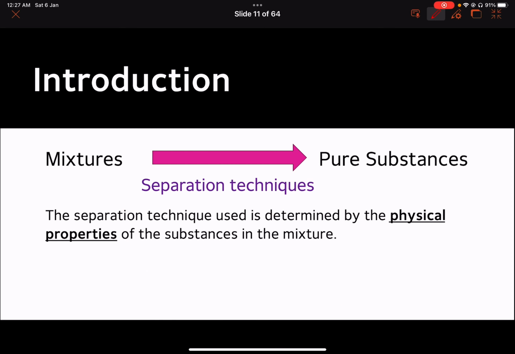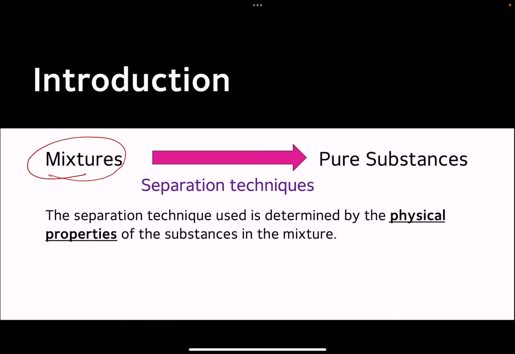All right, so this is a brief introduction. We have learned previously that pure substances are important, so there is a need for us to convert mixtures into pure substances. The way to do that is to use a separation technique. Which separation technique we choose is mainly dependent on the physical properties of the substances in the mixture.